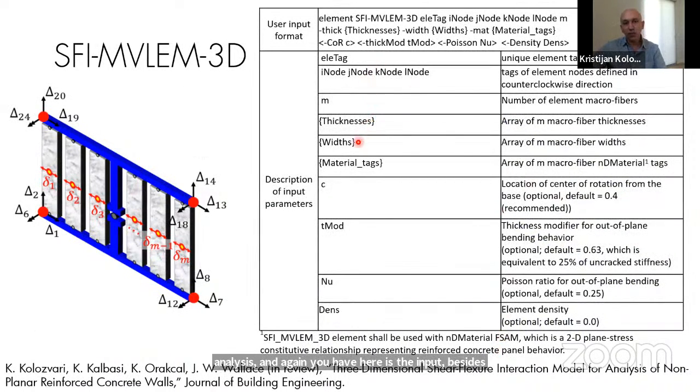Besides the nodes and thicknesses and widths of each fiber, you have to provide material tags of the fixed strut angle FSAM material that you're assigning to each of the fibers. We have this C parameter again, and the T modification is just a factor that you use to modify the out-of-plane stiffness. Default is 0.63 because that represents 25% of the uncracked stiffness, which is recommended in many different practical applications for nonlinear analysis. So it's like a cracked out-of-plane stiffness, but you can use one, or a very small number if you like, and then the Poisson ratios.